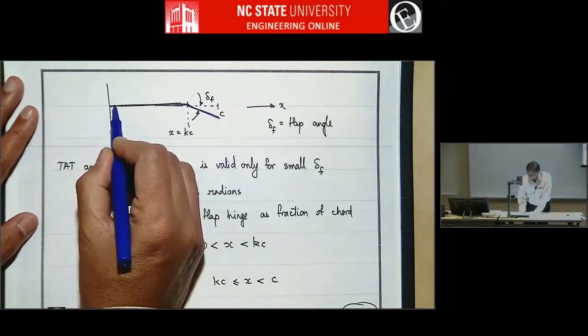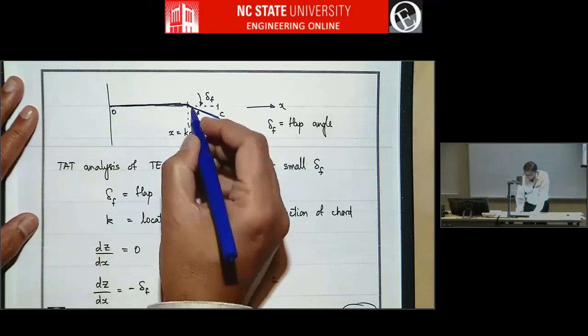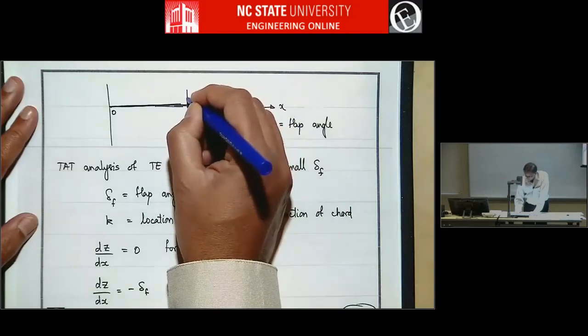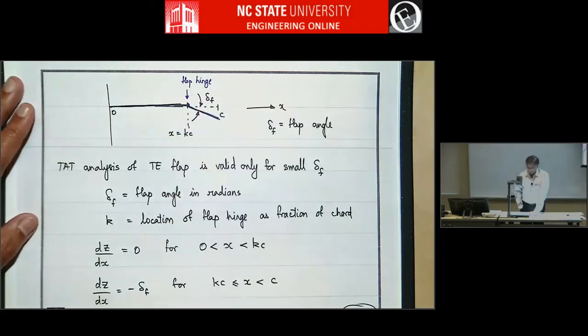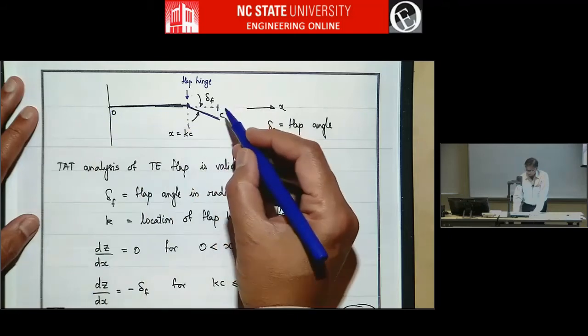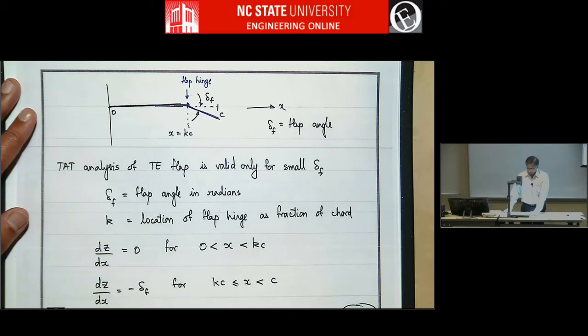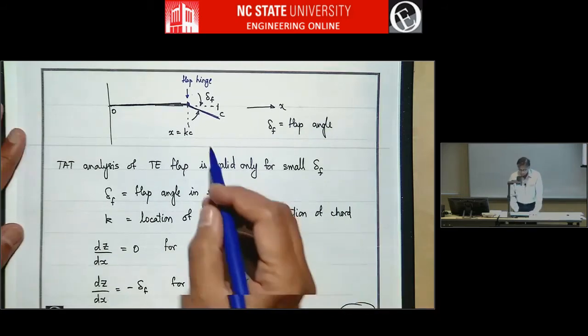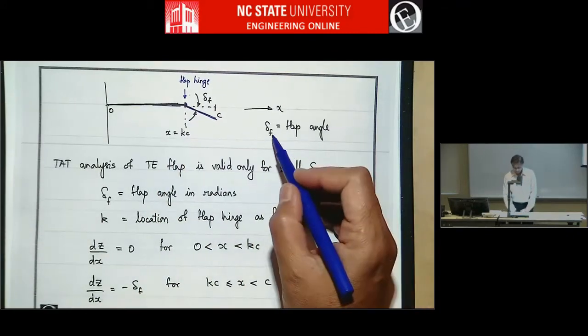So a symmetric thin airfoil is just a straight line, right? A flat plate. So we'll put the hinge point here. This is the flap hinge. So let's say this is at K times C. So the whole chord is C. K times C is some fraction. So K is like maybe 0.8. That means the flap hinge is at 80% chord. And we'll assume the flap is deflected by an angle delta F. So delta subscript F is the flap angle.